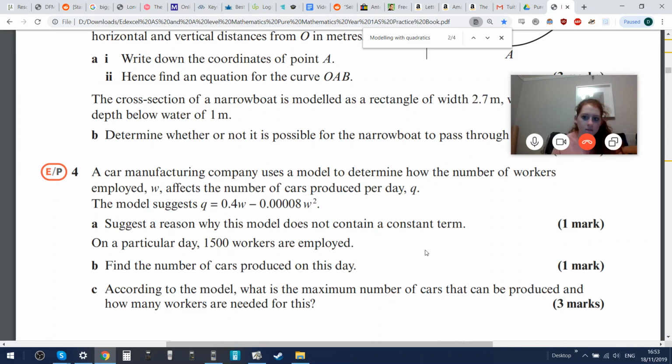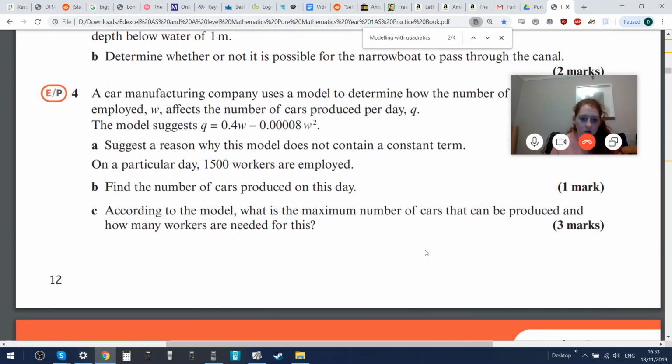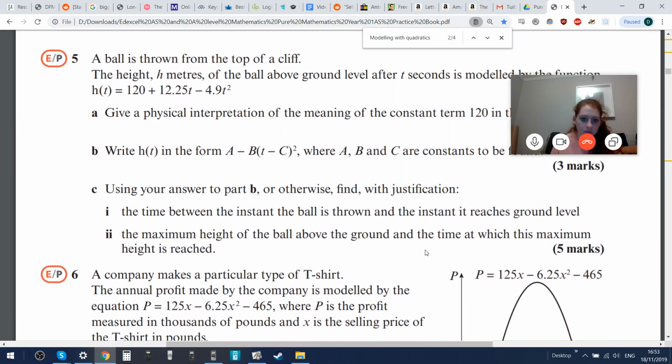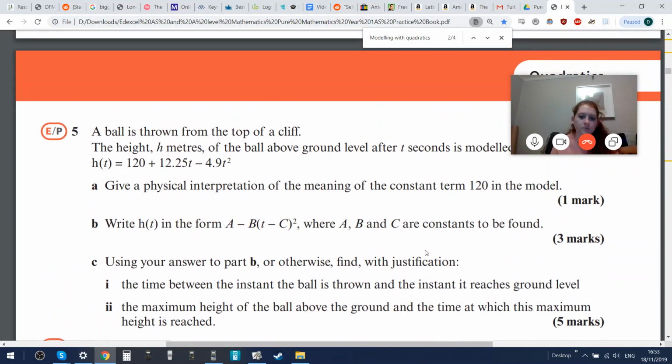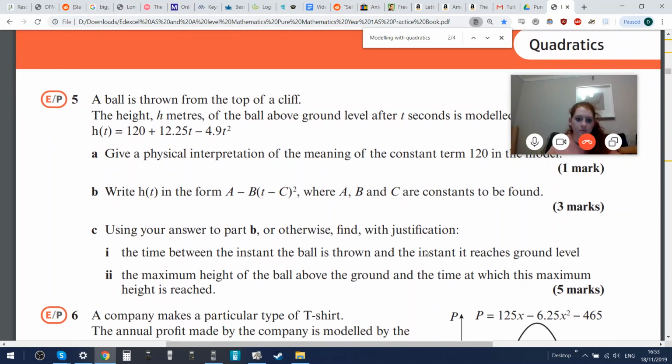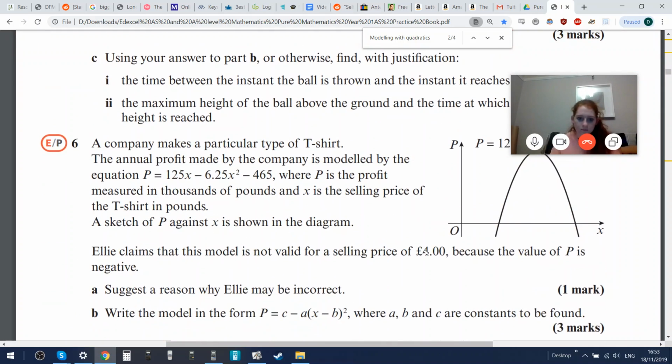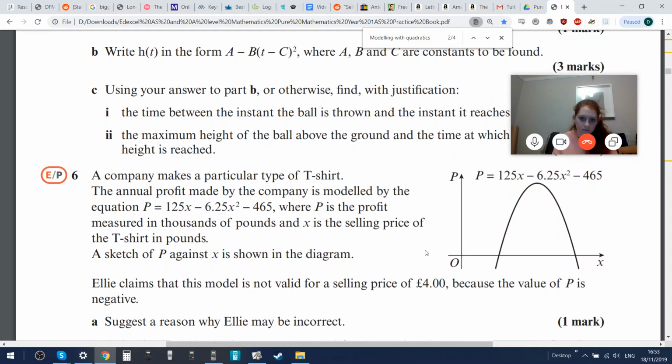Produced per day. What would be part A for question 4? Is it because if there were no workers, there'd be no cars made? Correct. Let's see. A ball is thrown on top of a cliff. Yeah, that's okay, I think. Justification, that's okay. Just making sure we've covered everything. This model is not valid for self because the race is negative.